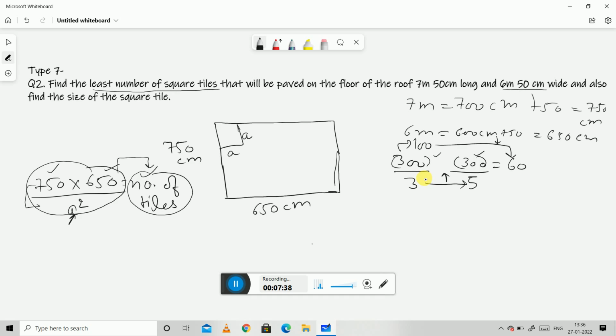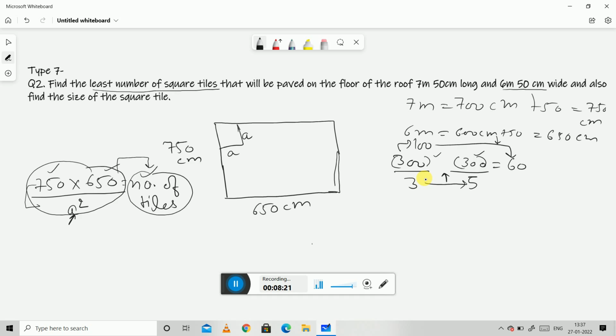So a number which completely divides 750 and 650 and is also the highest such number. The highest number which will completely divide 750 and 650 is the HCF of 750 and 650. That's why a will be my HCF of 750 and 650. As simple as that. Again, we want the least number of square tiles, and we get that by dividing the total area by the area of the square. That is going to give me the number of tiles.